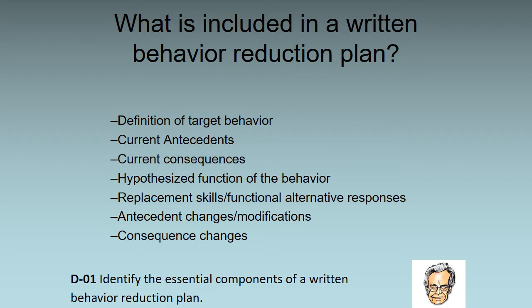So what is included in a written behavior reduction plan? There are 4 broad areas. The definition of the problem behavior. This is the behavior of interest. This will include baseline data for the frequency or duration or intensity, or all 3, as well as baseline conditions. It will also include antecedent conditions and consequence conditions. What are some of the current triggers, and what are some of the current consequences or reinforcement that the behavior has gotten that person.